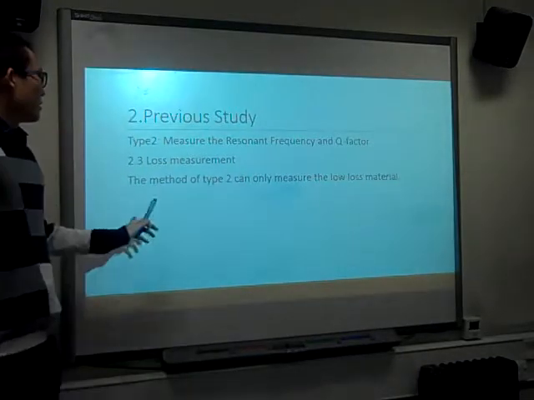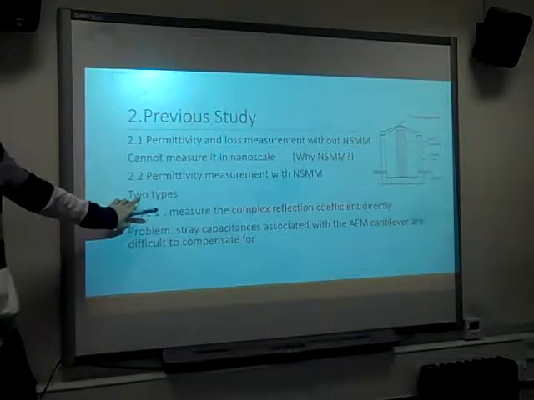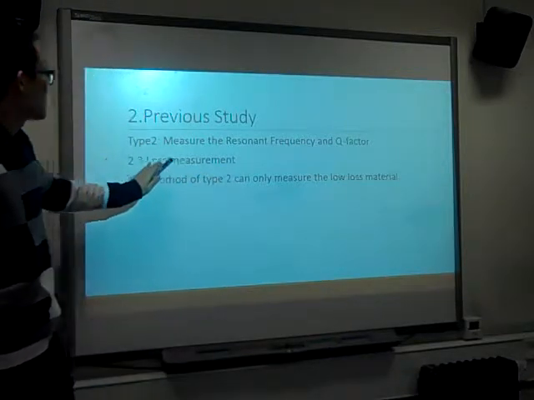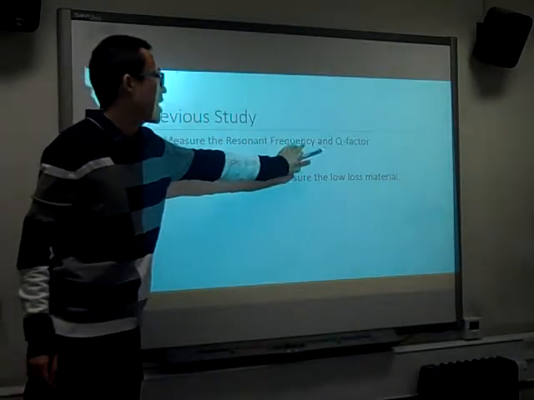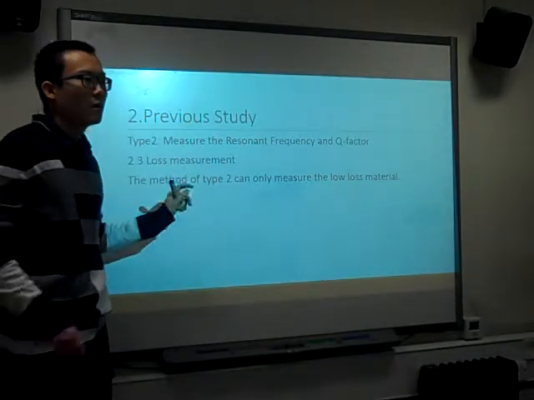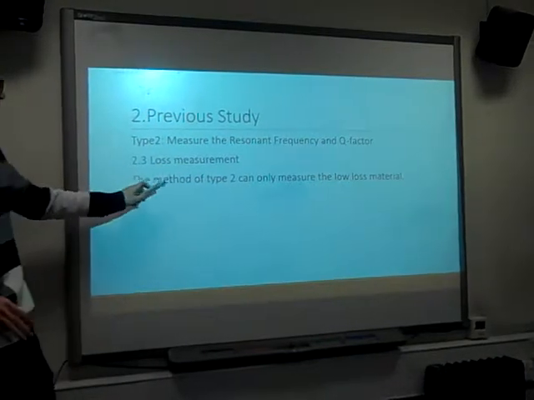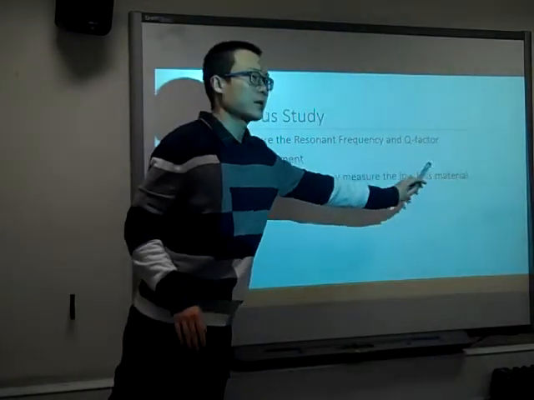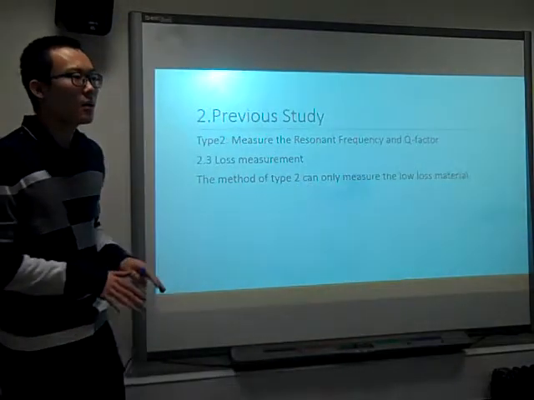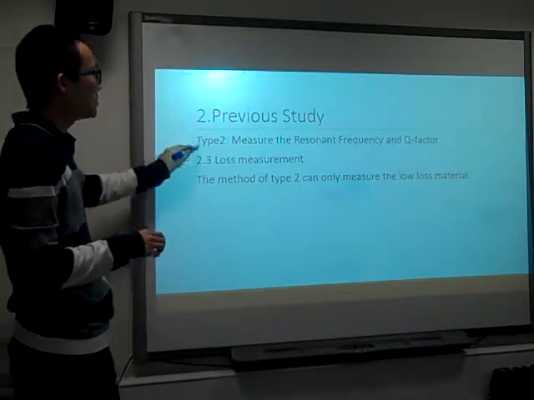Well, here are 2 types about how to measure the permittivity by NSMM. And then how about the loss measurement? Well, type 2 measures the resonant frequency, and the Q factor can measure materials whose loss is quite low. But the problem is that type 2 can only measure low loss materials, but cannot measure high loss materials.